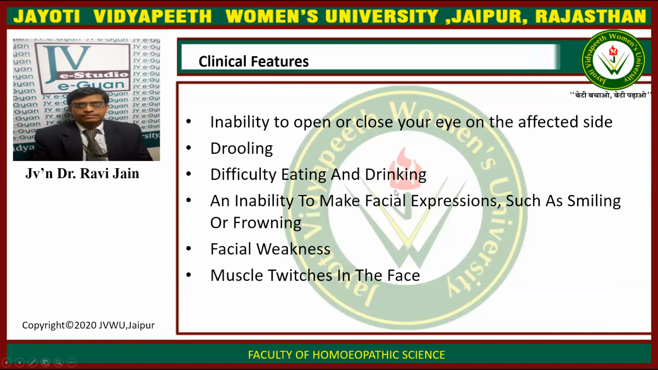Difficulty in eating and drinking because the mouth cannot close properly. Therefore, from one side there is progressive loss of food and water that comes out. Therefore, there is difficulty in eating and drinking. The patient is not able to make any facial expressions because of the facial nerve palsy, such as smiling and frowning.